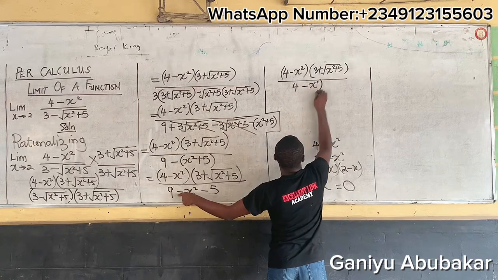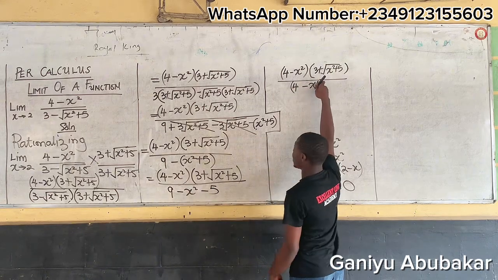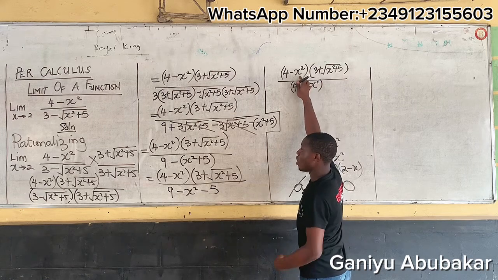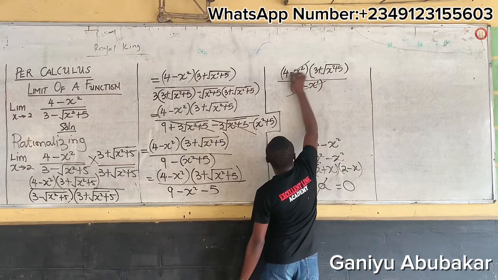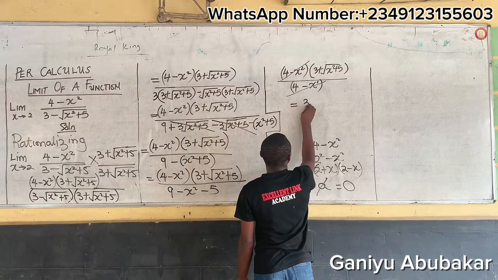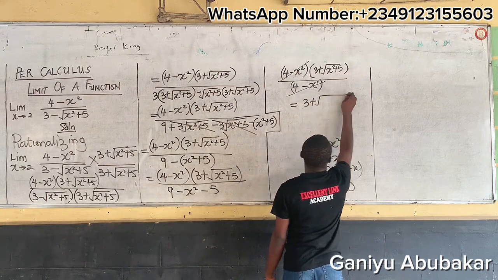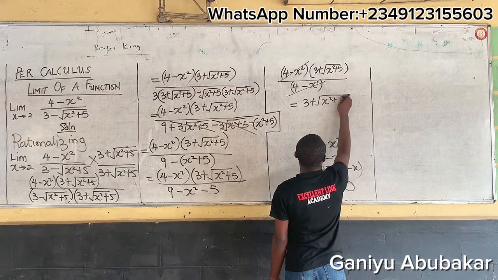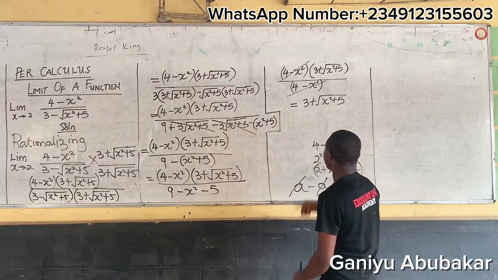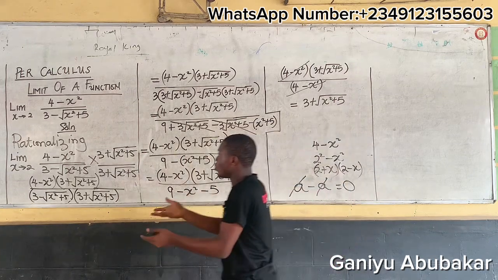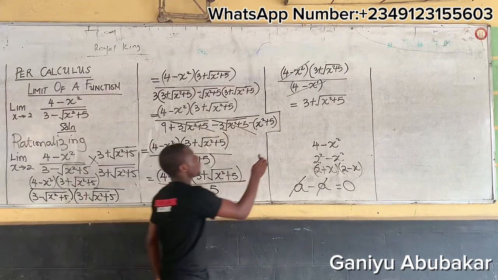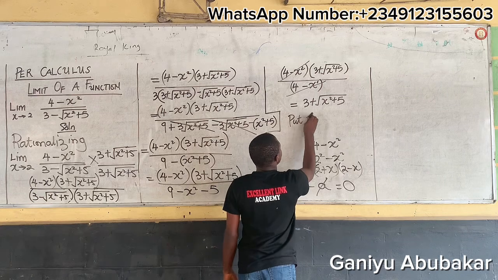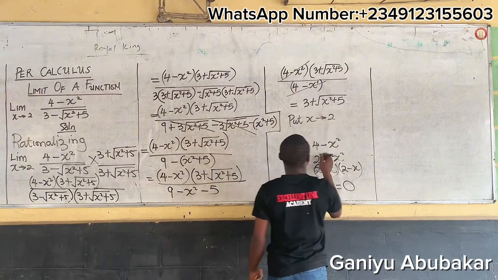Next up, minus x squared. What do we observe? This cannot cancel out this. So what do I have left? This is left. So this will cancel this, and I'm having 3 plus root x squared plus 5 left. But mind you, what should x be from the question? Put x as 2, right? So put x as 2. What do we get?